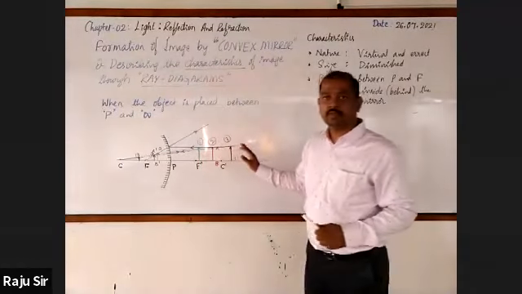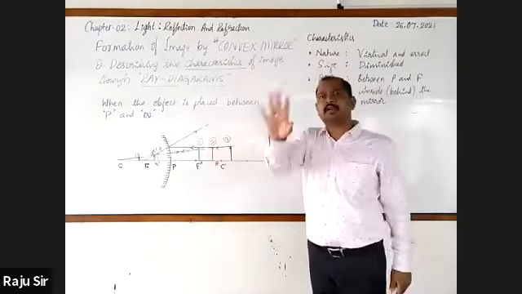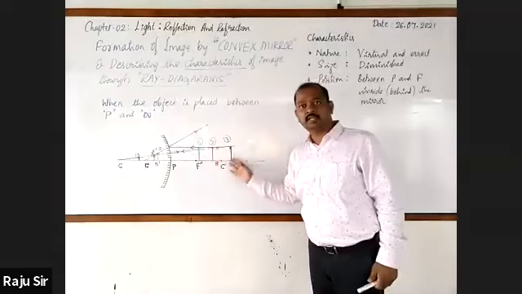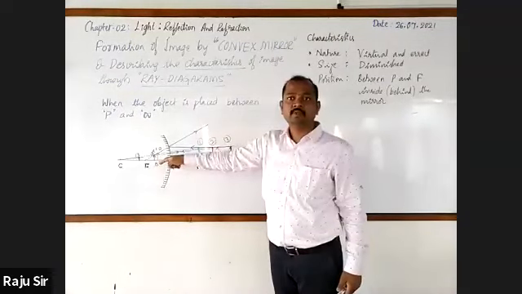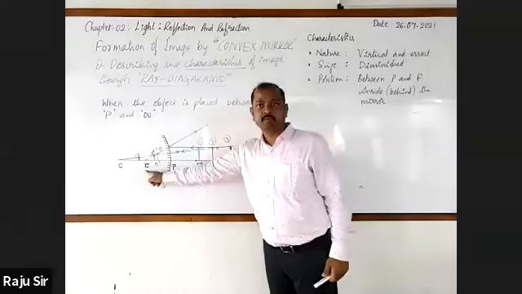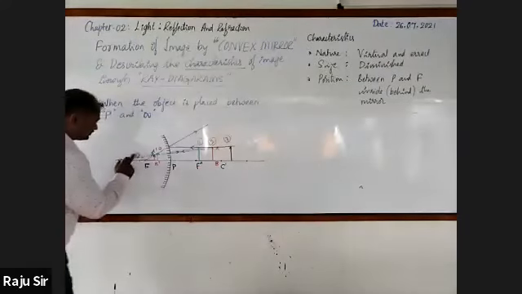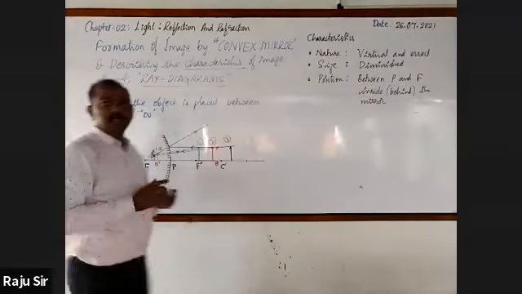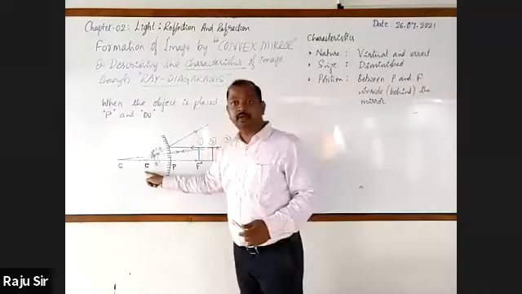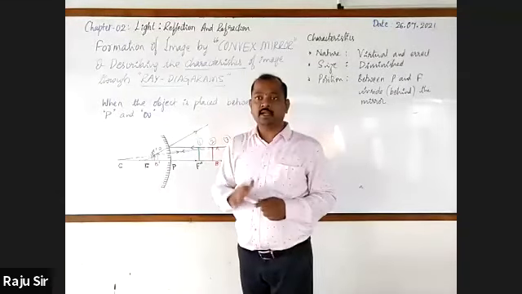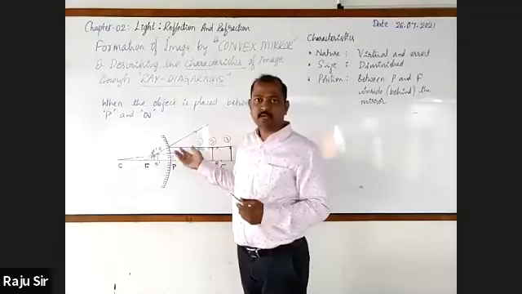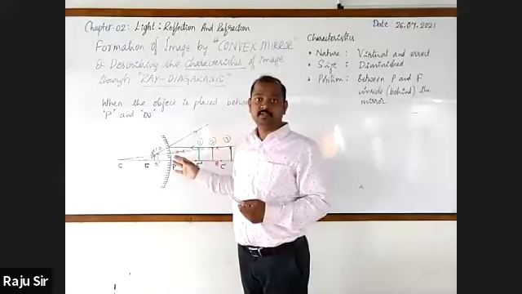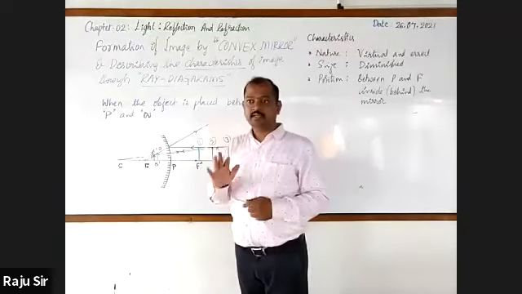And please do remember, in case of a convex mirror, wherever the object may be placed, between P and F, or at F, or between F and C, at C, or beyond C, the image is always formed inside the mirror between P and F, and it is always erect. The nature of the image will always be virtual and erect, size diminished, position between P and F. Any doubt?